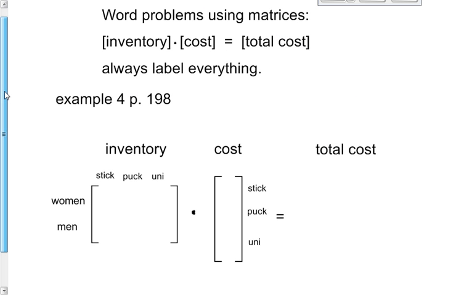When you do word problems with matrices, you want to be able to set up your matrix according to the words that are in the problem. If you can make one matrix that deals just with inventory, make that matrix. If you can make one matrix that just deals with cost, you want to try to do that. The answer matrix, when you multiply these together, would be what's called a total cost matrix. You always want to label everything. When you do your matrix multiplication, if you see things labeled, you'll know exactly what you're putting together. So the example that I want to talk through is example number 4 on page 198 in your book.